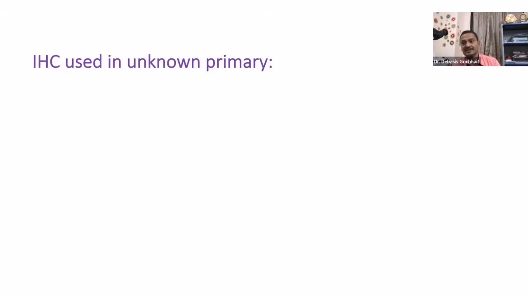If it is a metastasis, we can do a CK7. If it is positive, we can think upper gut. If it is positive for CK20 and CDX2, we can think it is coming from the colon. If it is positive for TTF1 and Napsin, we can think it is coming from the lung.